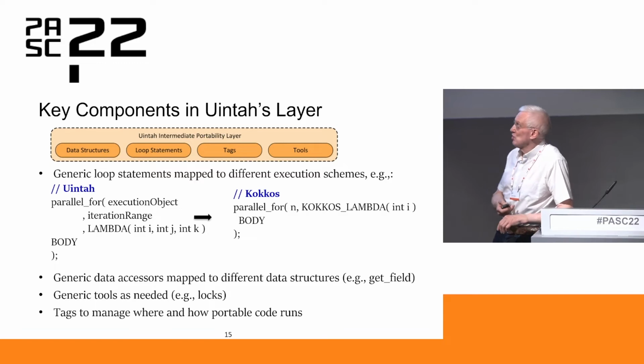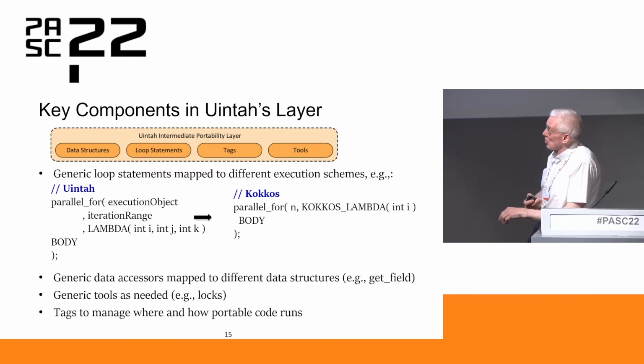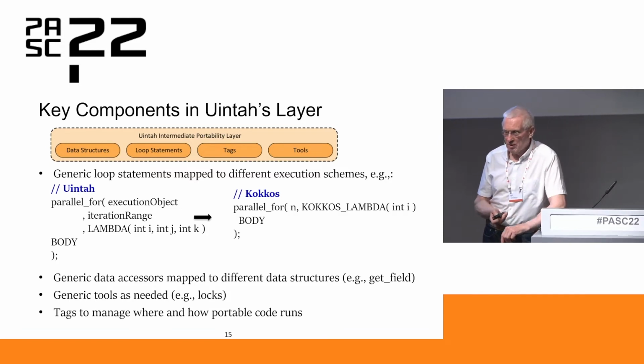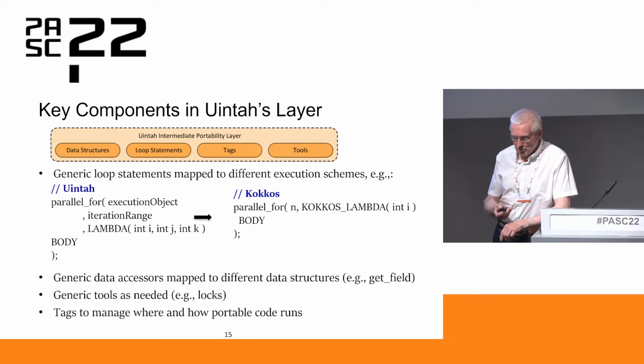And the key features in this are that we've got our own generic loop structure, and that we essentially have tools for things like locks. We have tags to manage where tasks are executed. The user can say, well, this is a CPU task, or this is definitely a GPU task, or they don't care. And so we allow for things like that. And we have the same kind of philosophy as COCOS, but it's slightly different. The Uintah loop structure sits above COCOS and maps down onto it.